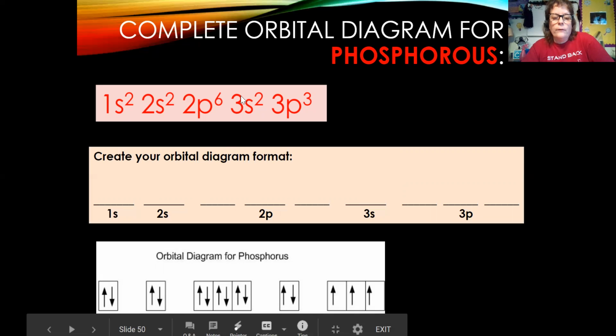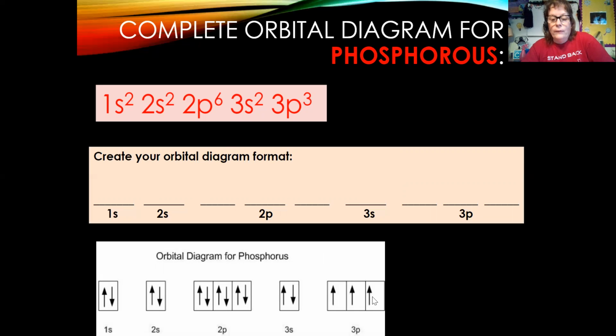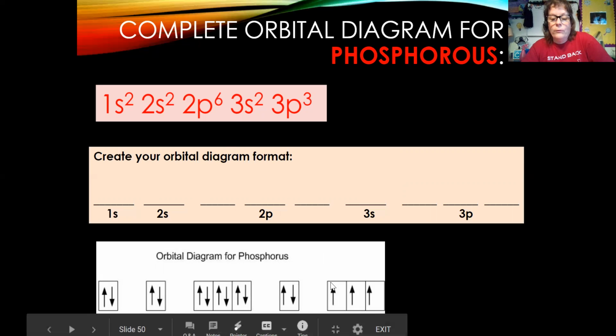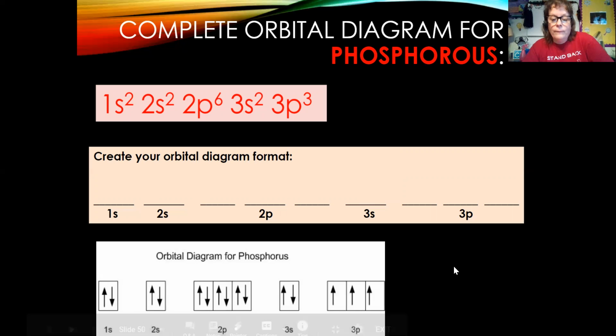Move on to the 3s, 2 electrons. 1 going up, 1 going down, so they have opposite spins. That s orbital is now full. And then let's get to our 3p orbital, which only has 3 electrons. So you're going to spread them out. Remember, based on Hund's rule, they don't pair up unless they have to. So you're going to have 1 electron in each orbital, and then you are done. Okay, so these orbitals are not full, but that's okay, because that's what phosphorus looks like.